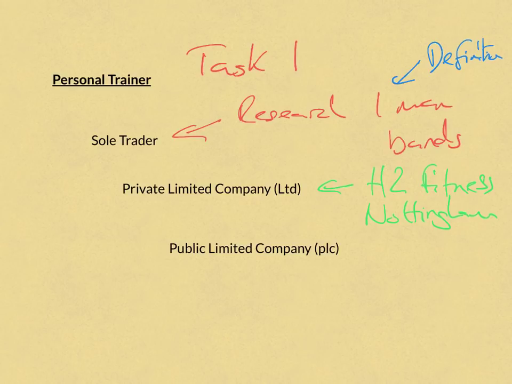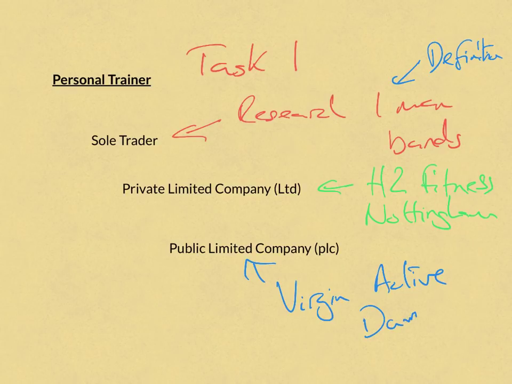The final area to look at is going to be this public limited company, or a PLC, which could be something like Virgin Active, David Lloyd, that has a far bigger scope. Apologies for the unneat writing here. But it has a far bigger scope and therefore maybe that bigger scale that we think about when we think of gyms and personal training in the future.